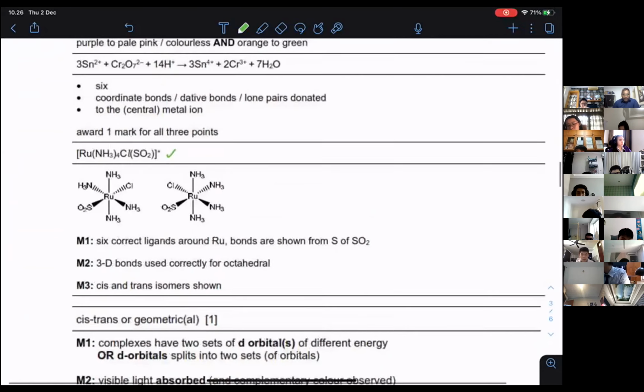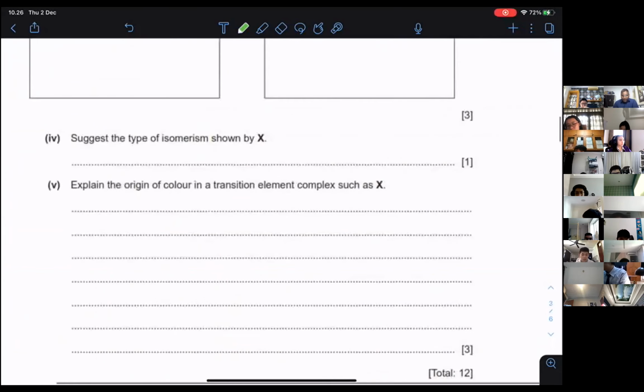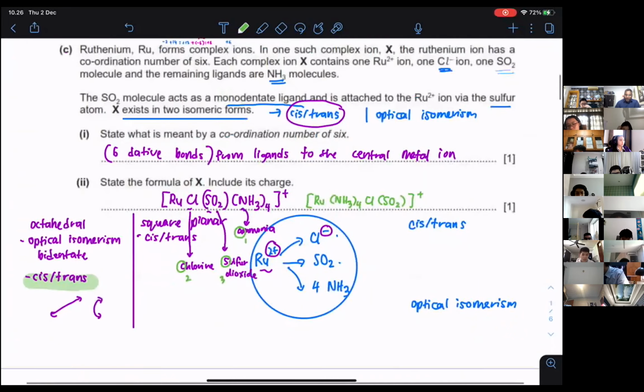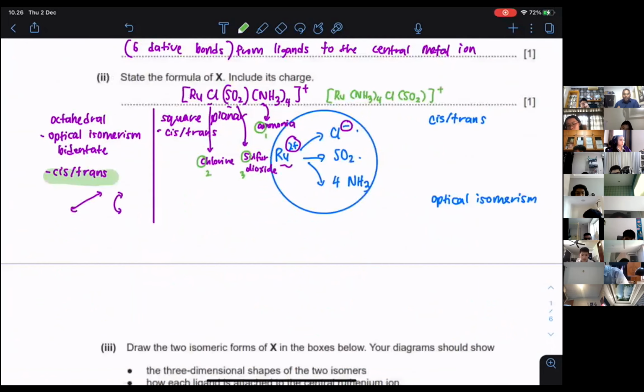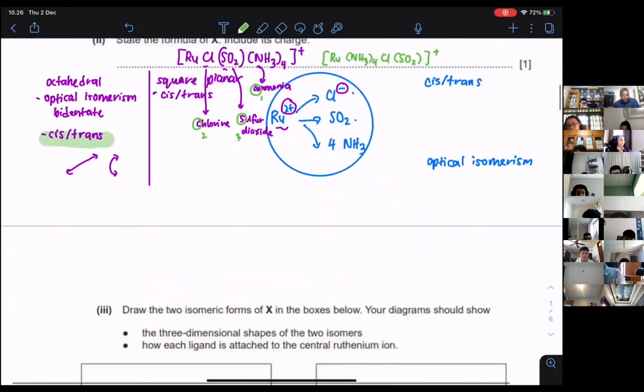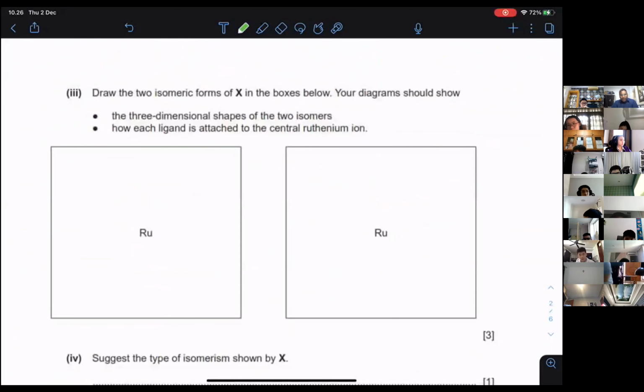Okay, let's move on. This one, please make sure. We want it to be better now, so we keep on learning. Now, draw the two isomeric forms of X in the boxes below.